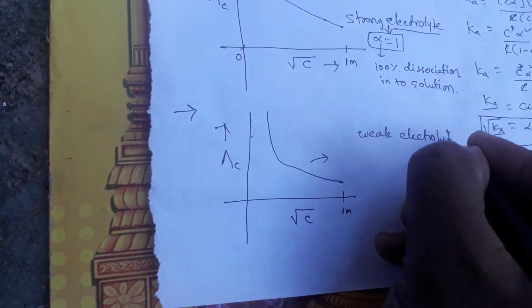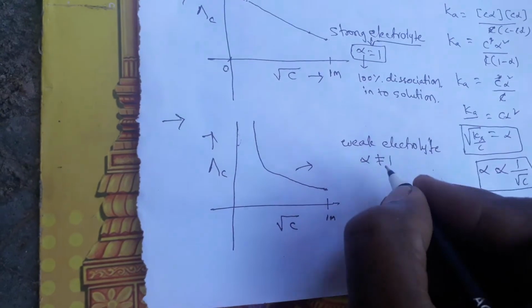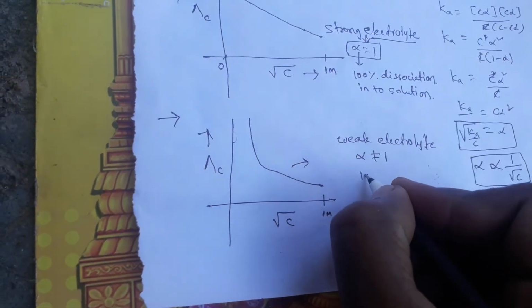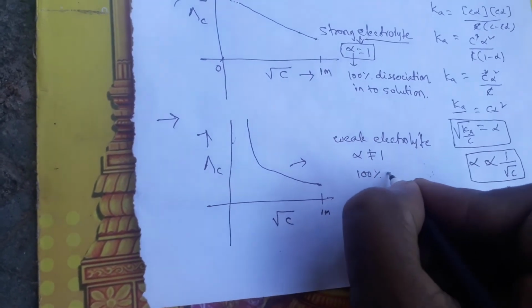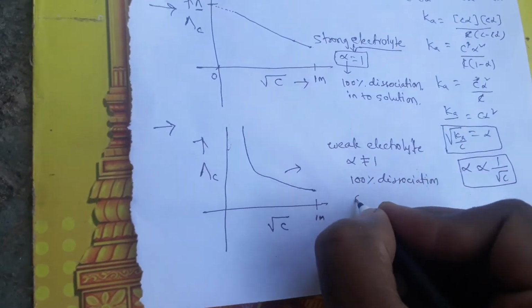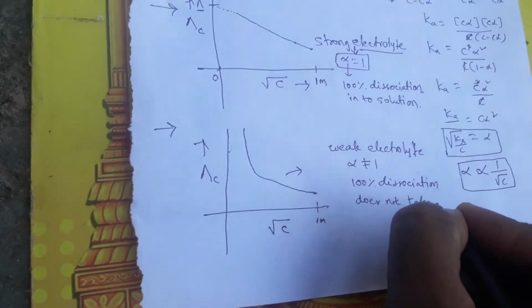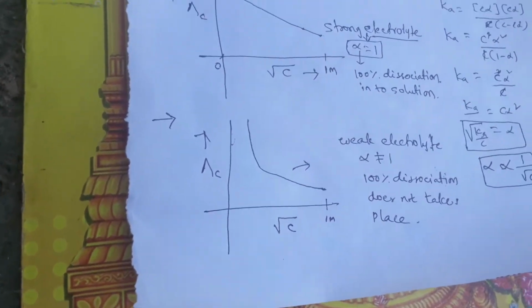What is the meaning of weak electrolyte? Weak electrolyte means alpha is not equal to 1, and 100% dissociation does not take place in the solution. So this is the meaning of strong and weak electrolyte.